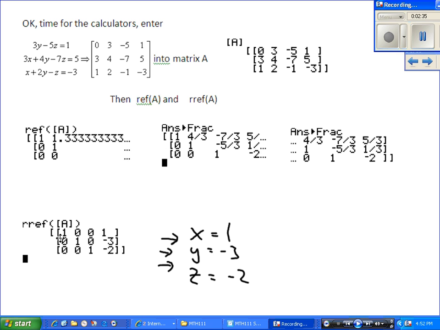Okay, now if we translate that back, 1x plus 0 equals 1. X equals 1. 0x plus 1y plus 0z equals -3, or just y equals -3, and z equals -2. So we don't have to do the back substitution if we do the reduced row echelon form.